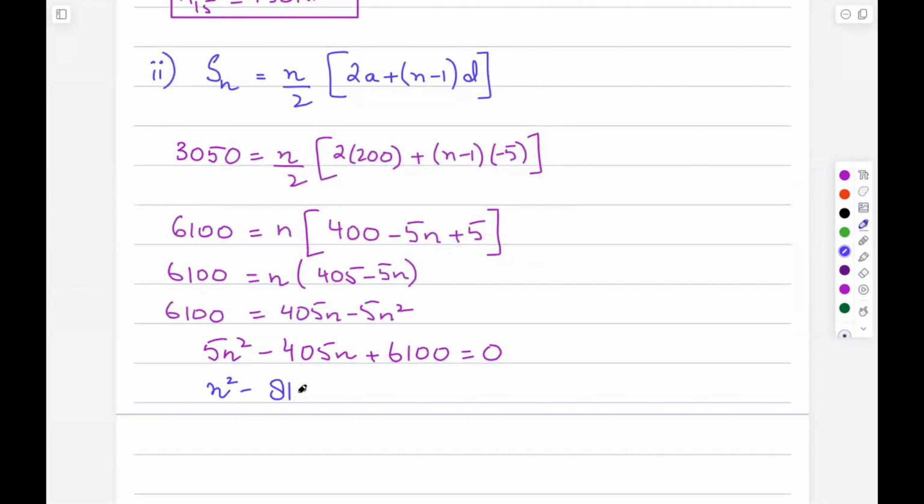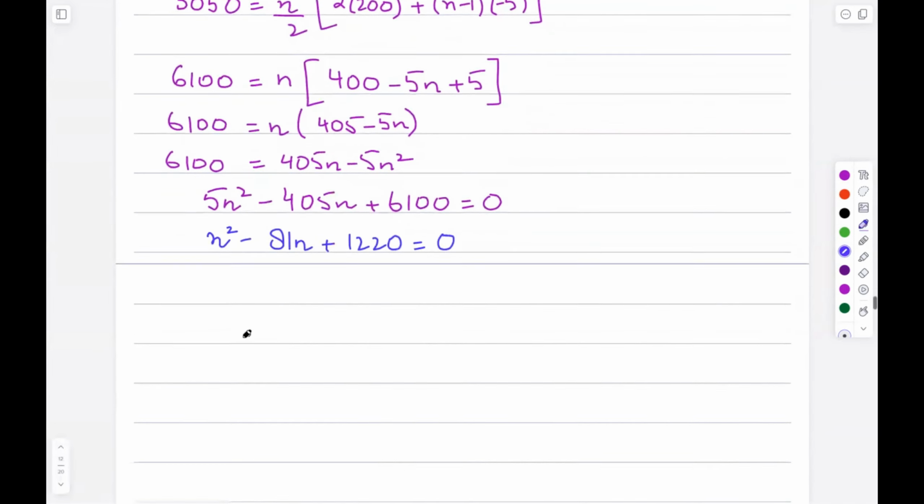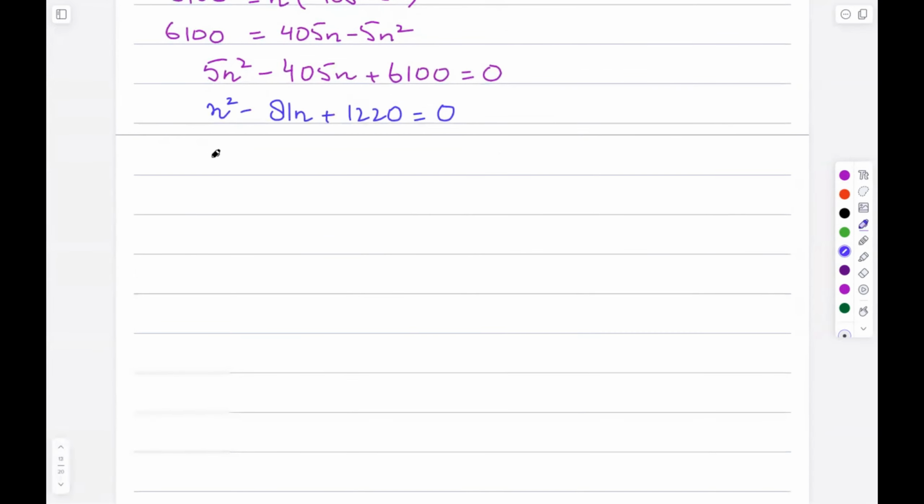So that will become n squared minus 81n plus 1220 equals to 0. Factorizing this, it will be n minus 61 and n minus 20 equals to 0. So the two values of n will be n equals to 20 and n equals to 61.